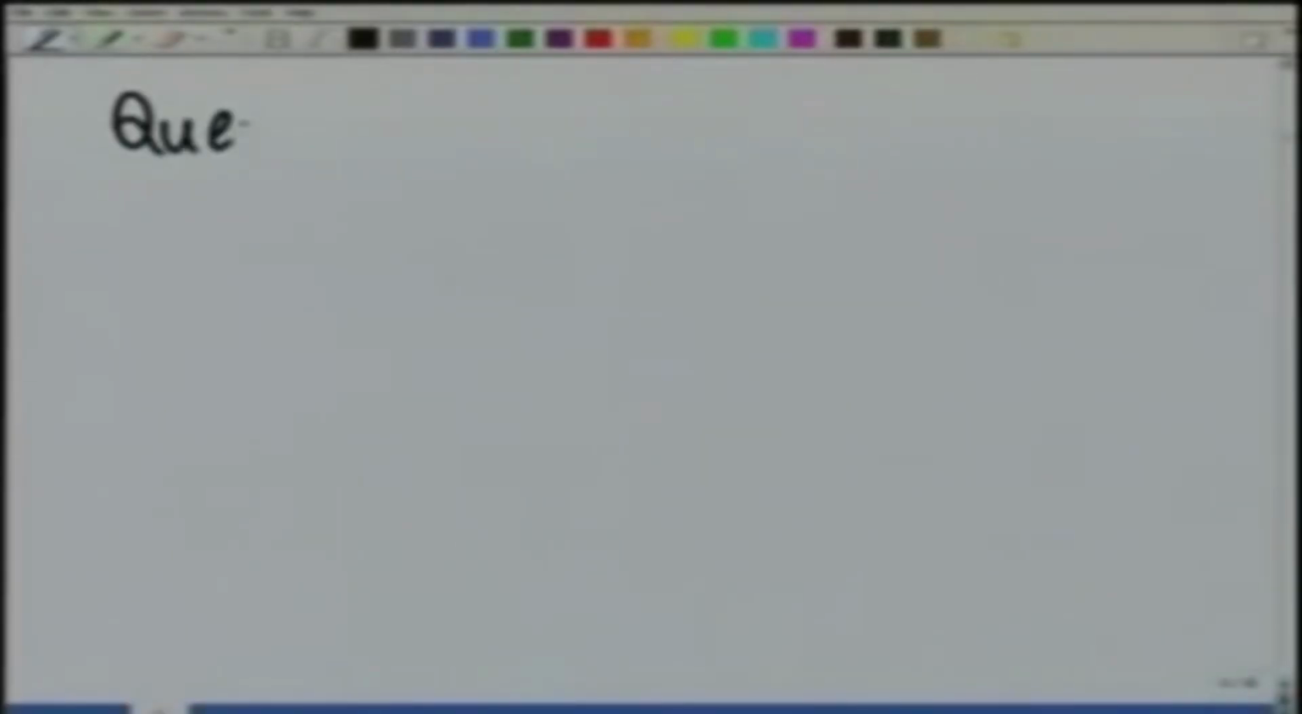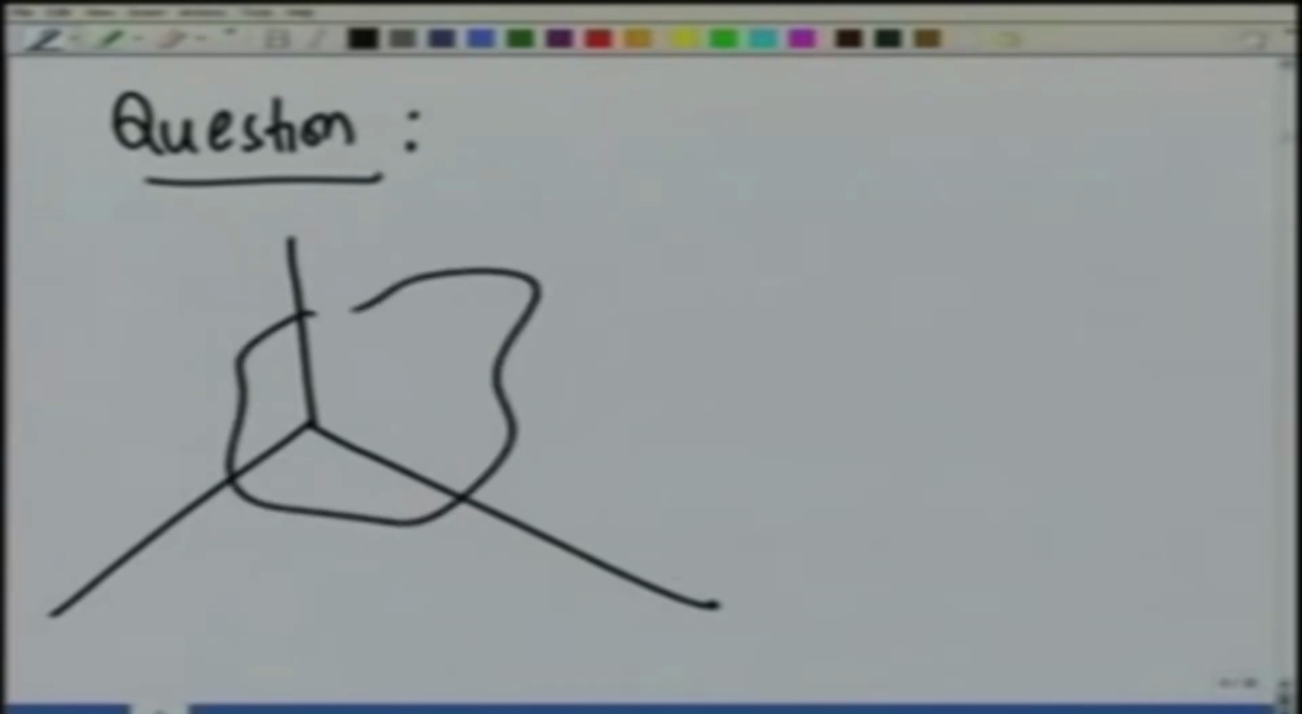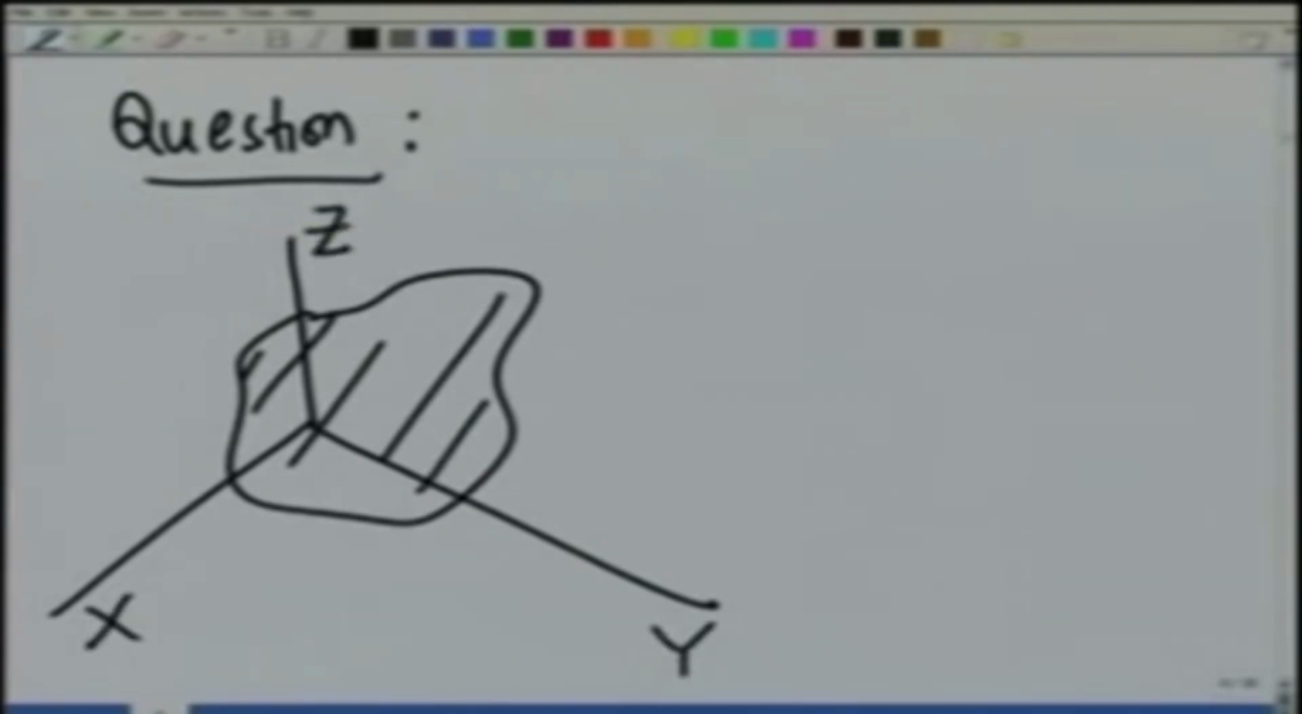The very first question I am going to ask in this is, if I take a rigid body and rotate it with respect to axis x, axis y and axis z, can I take its rotational angle theta as a vector?